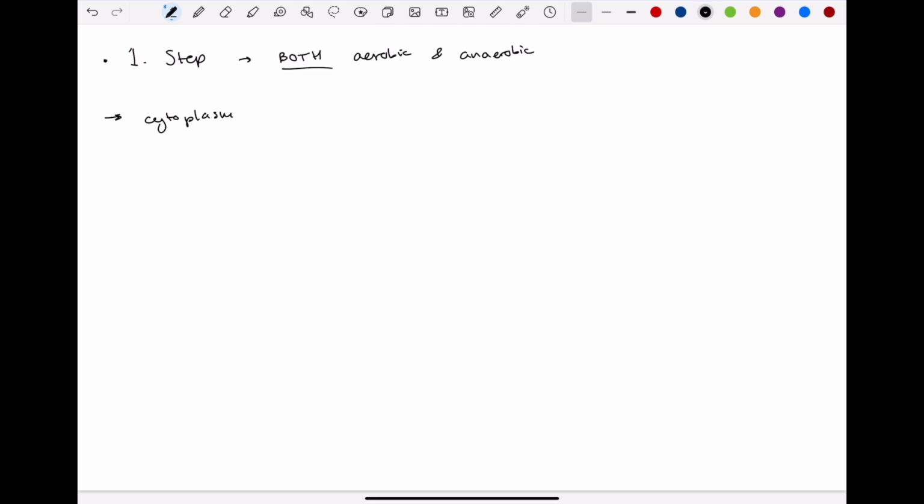Glycolysis is the first step in both aerobic and anaerobic respiration. That's because glycolysis itself does not require oxygen, and it occurs in the cytoplasm, so it doesn't need any specialized organelle, like for example the mitochondria.